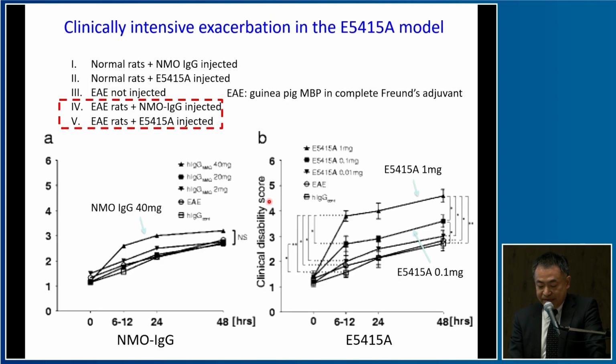We injected this monoclonal antibody into a rat EAE model. The left panel shows that when we used NMO IgG from the patient, even with 40 milligrams of the IgG, we could worsen the EAE clinical scores only a little bit. On the other hand, when we used our monoclonal antibody at 0.01, 0.1 and 1 milligram, it dose-dependently worsened the clinical score of EAE.